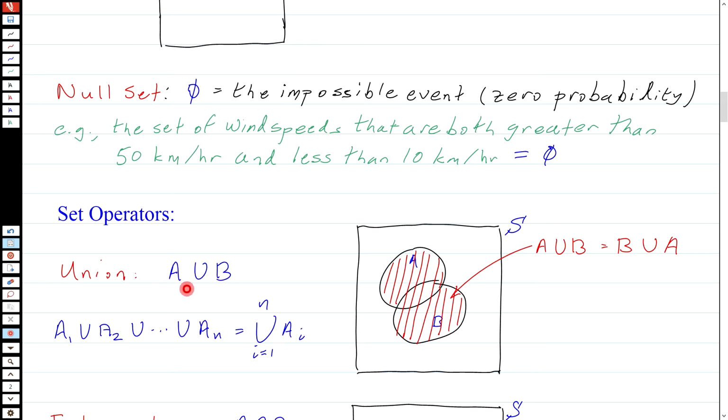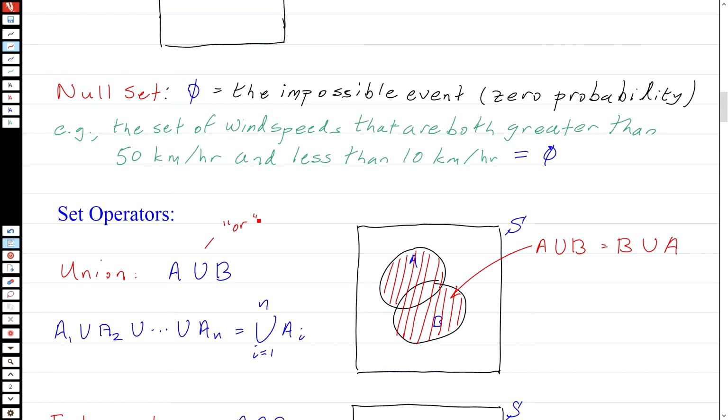And we say A union B is the event that A occurs or B occurs. So this union basically means the word or. But it's an inclusive or. In the English language, or is usually exclusive.